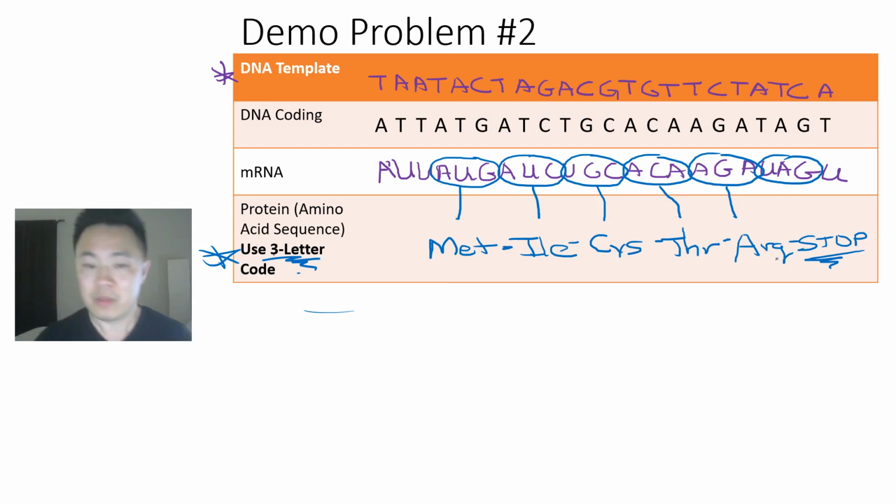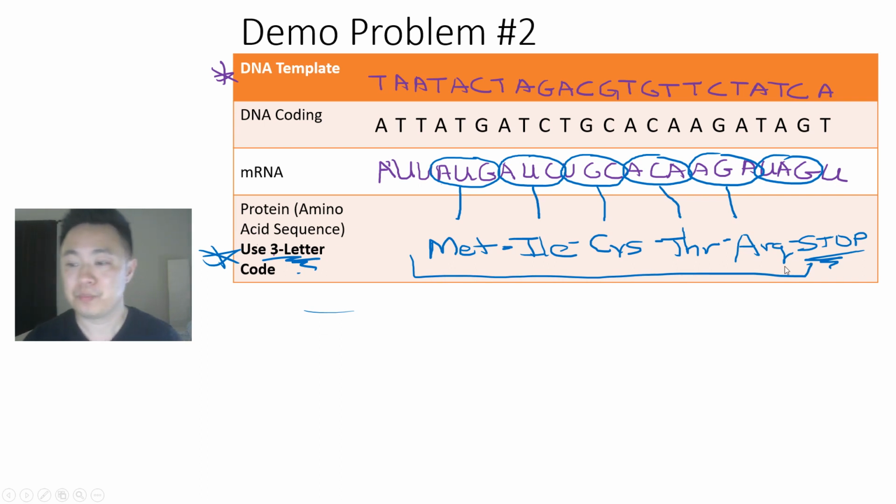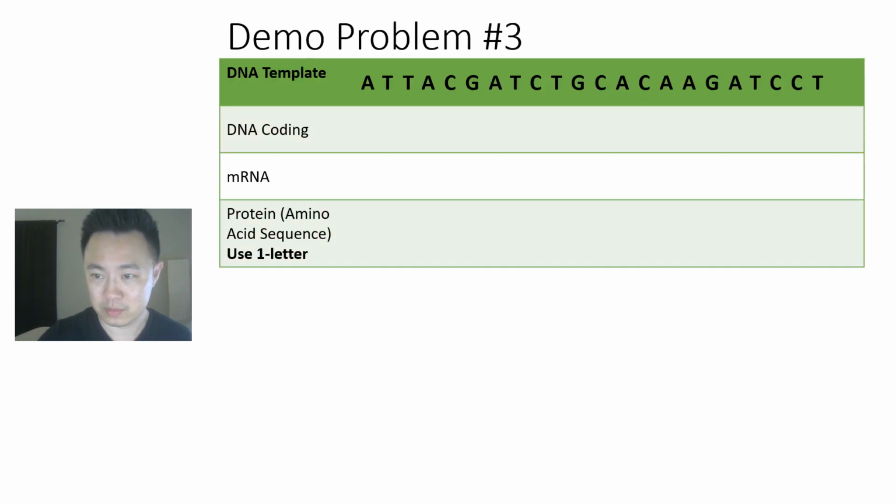Okay? This is our 3-letter amino acid sequence. Hope you got that right. All right, here's the third demo problem that I'm going to do. We're given a DNA template strand. Sounds pretty straightforward and it's very similar to the first, so let's do it.